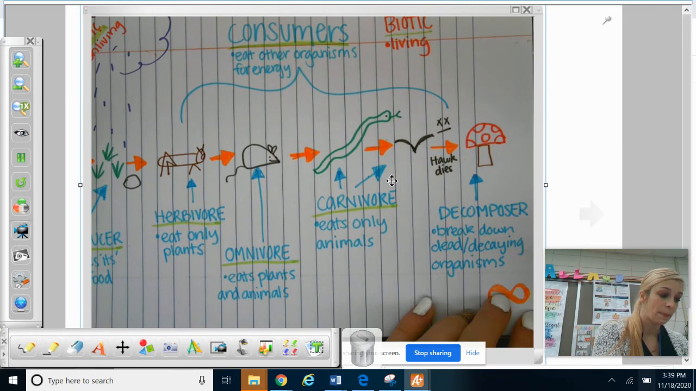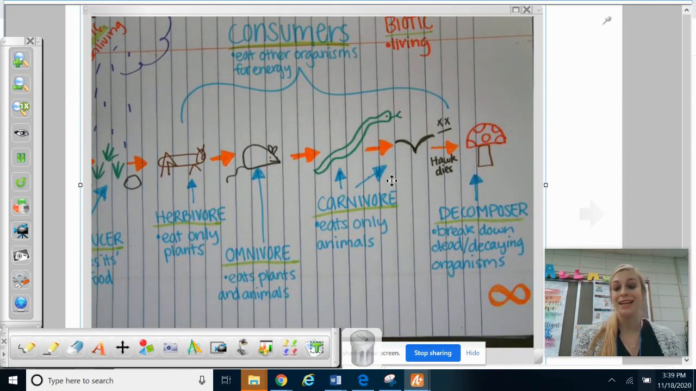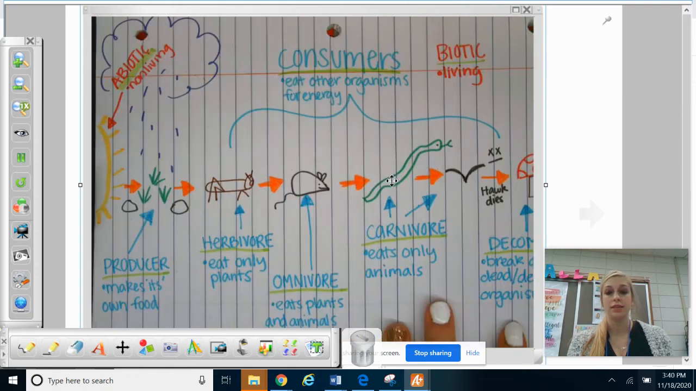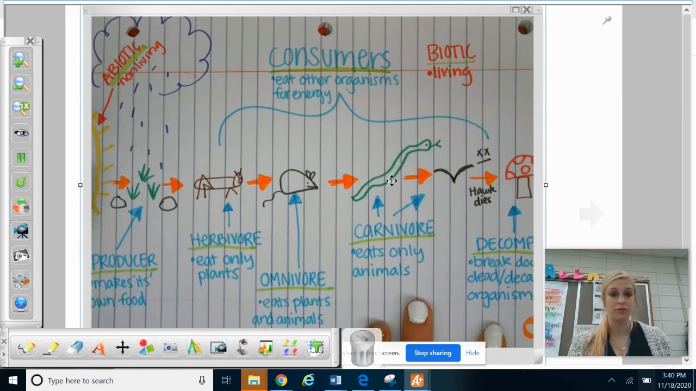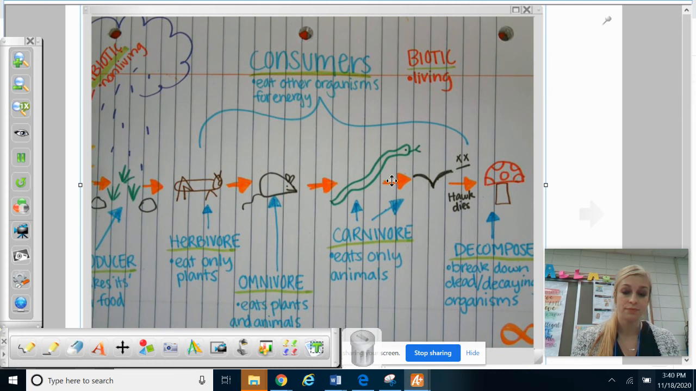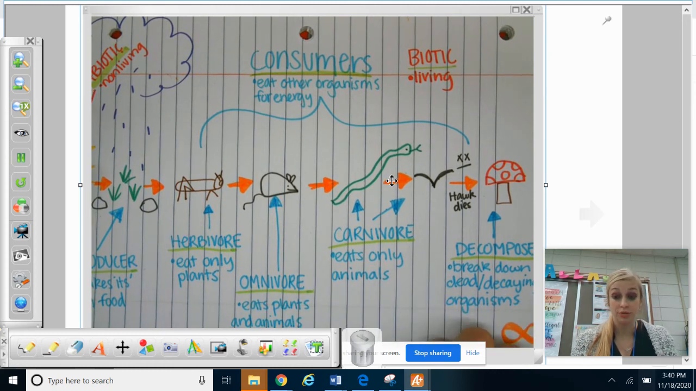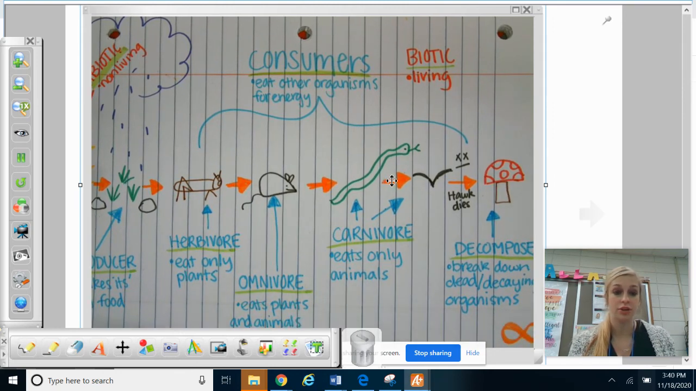Decomposers break down dead and decaying organisms. So a decomposer only comes into play when things are dead already. Decomposers can be bacteria, fungi. It has to be something that breaks down things that are already dead or decaying. So they're not eating things that are living. And this is some of the major vocab that we needed to review. None of these words should be brand new to you. You learned them all in 7th grade, but this should be a good little refresher.